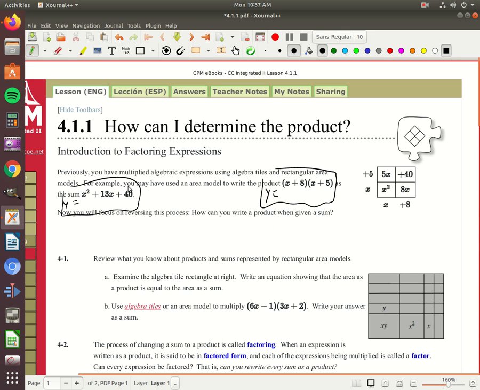So there's our x squared. There's our 13x, and there's our 40. And again, (x plus 5) times (x plus 8). You can see these do equal each other. And again, I want to show you an indication of how they equal each other.